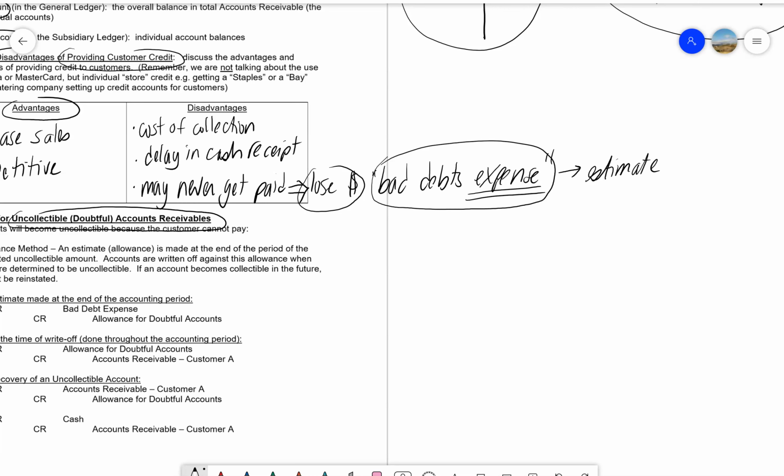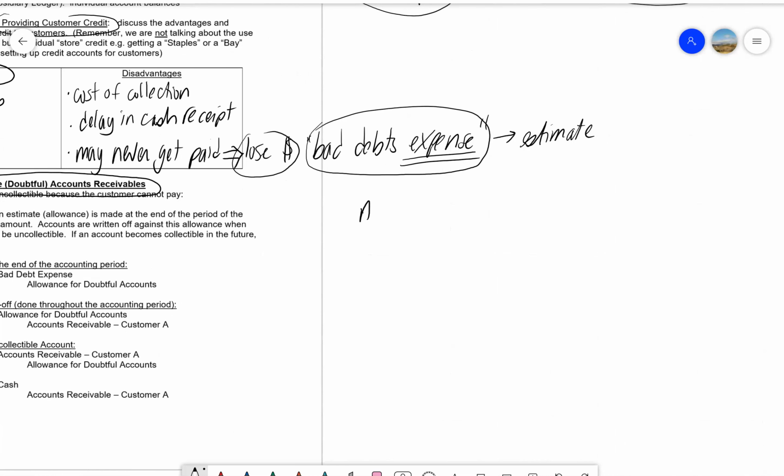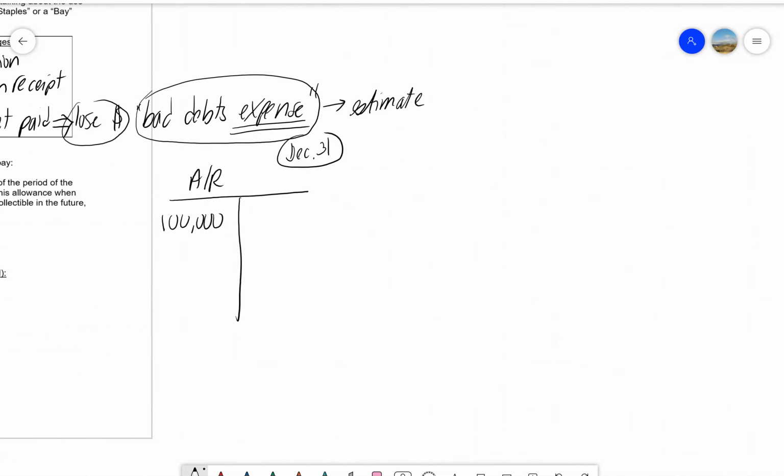Now, we're also going to have this new account called allowance for doubtful accounts. Let me give you an example here. Let's say our accounts receivable is $100,000, and let's say this is all at year end. So this is at December 31st, our year end, and we have $100,000 in accounts receivable.